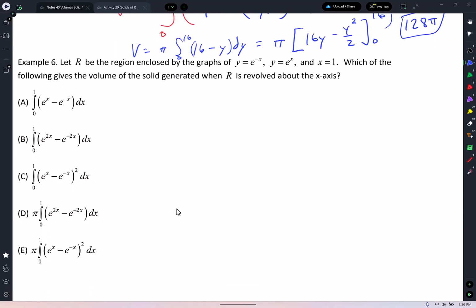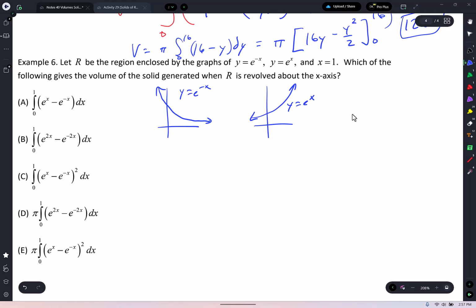All right. Let R be the region enclosed by the graphs y equals e to the x, y equals e to the negative x, and x equals 1. Which of the following gives the volume of the solid generated when R revolves about the x-axis? Okay, guys, here we go. Before we even start, I'm drawing really little graphs because I want to fit everything in here. Here's how y equals e to the negative x looks. Here's how y equals e to the x looks. Hopefully this is not new to you.